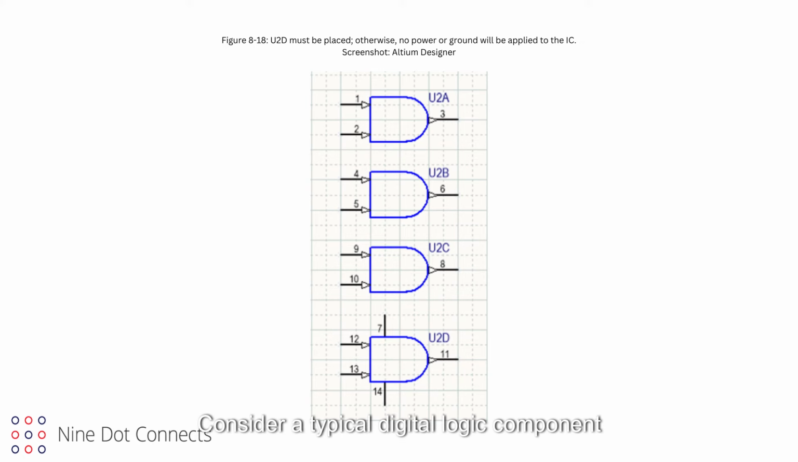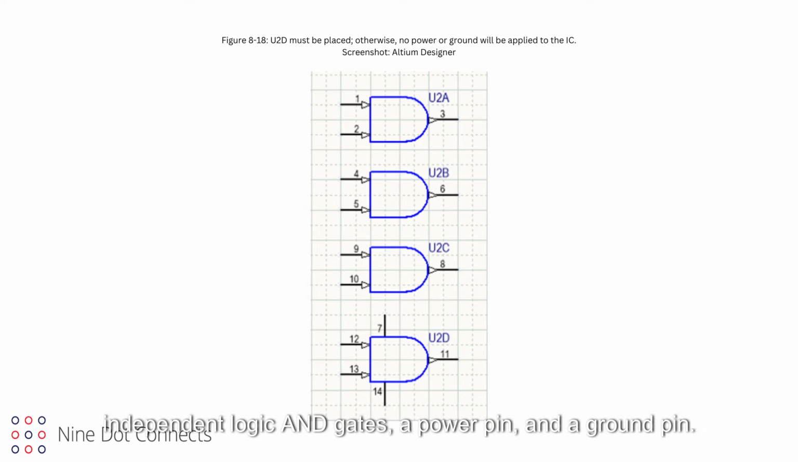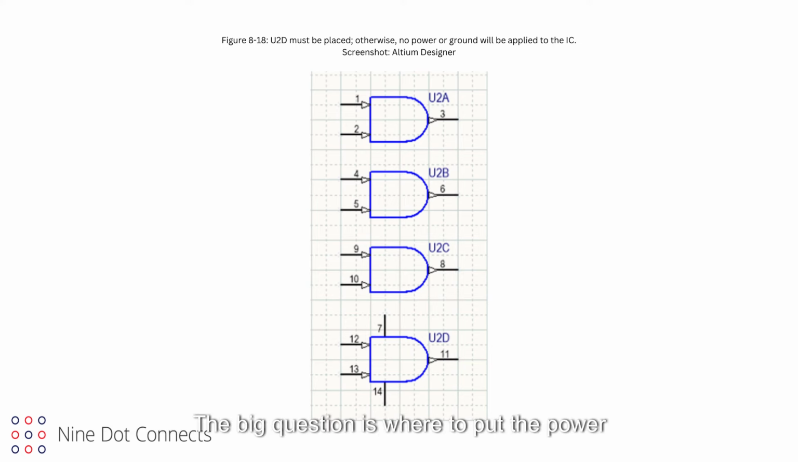Consider a typical digital logic component, such as the 7408 AND, which consists of 4 independent logic AND gates, a power pin, and a ground pin. The big question is where to put the power and ground in a multi-module symbol for the 7408 AND device. If this is not connected in the schematic, it will not be connected in the netlist that is passed to the PCB layout. To complicate matters, not all the logic gates need to be used since they are logically independent of each other. Note, it is a good practice to ground the inputs of logic gates that are not being used. This reduces noise and power consumption. It is recommended, but not required.